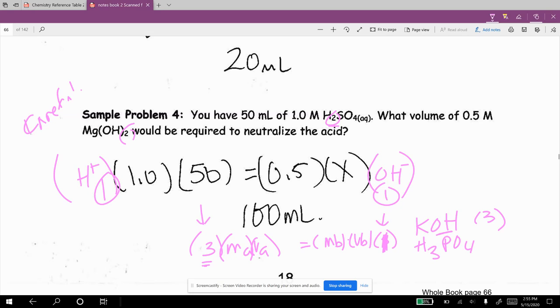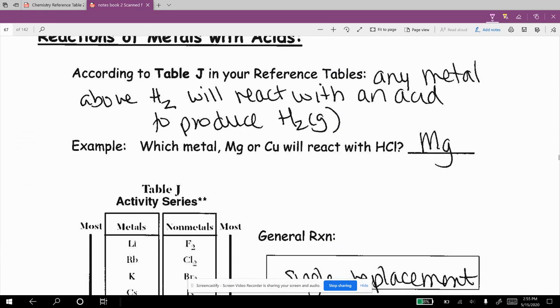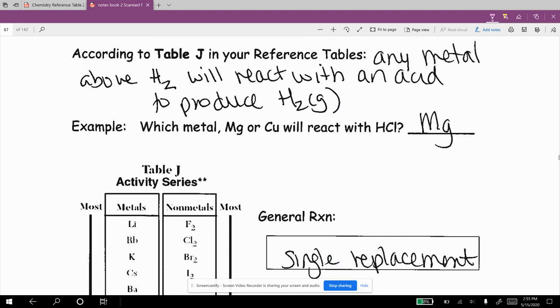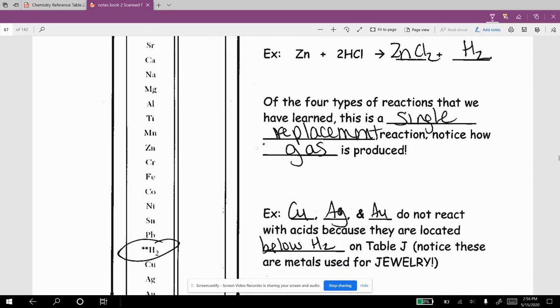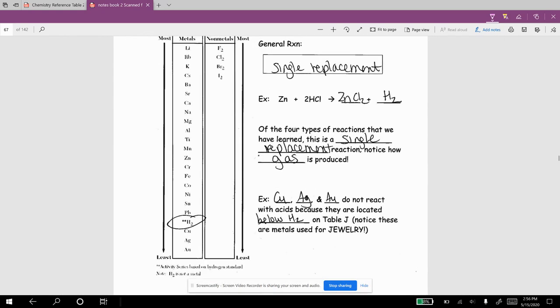All right, so that is all for our acid-base notes, the new content notes. On the next page, I'm going to take you through a really quick review of stuff you may have forgotten. Okay, table J. Any metal above hydrogen reacts with an acid. We talked about that somewhere before, I think when we did single replacement reactions. So which one, magnesium or copper, will react with an acid? Here is table J, and anything above that hydrogen will react with an acid.